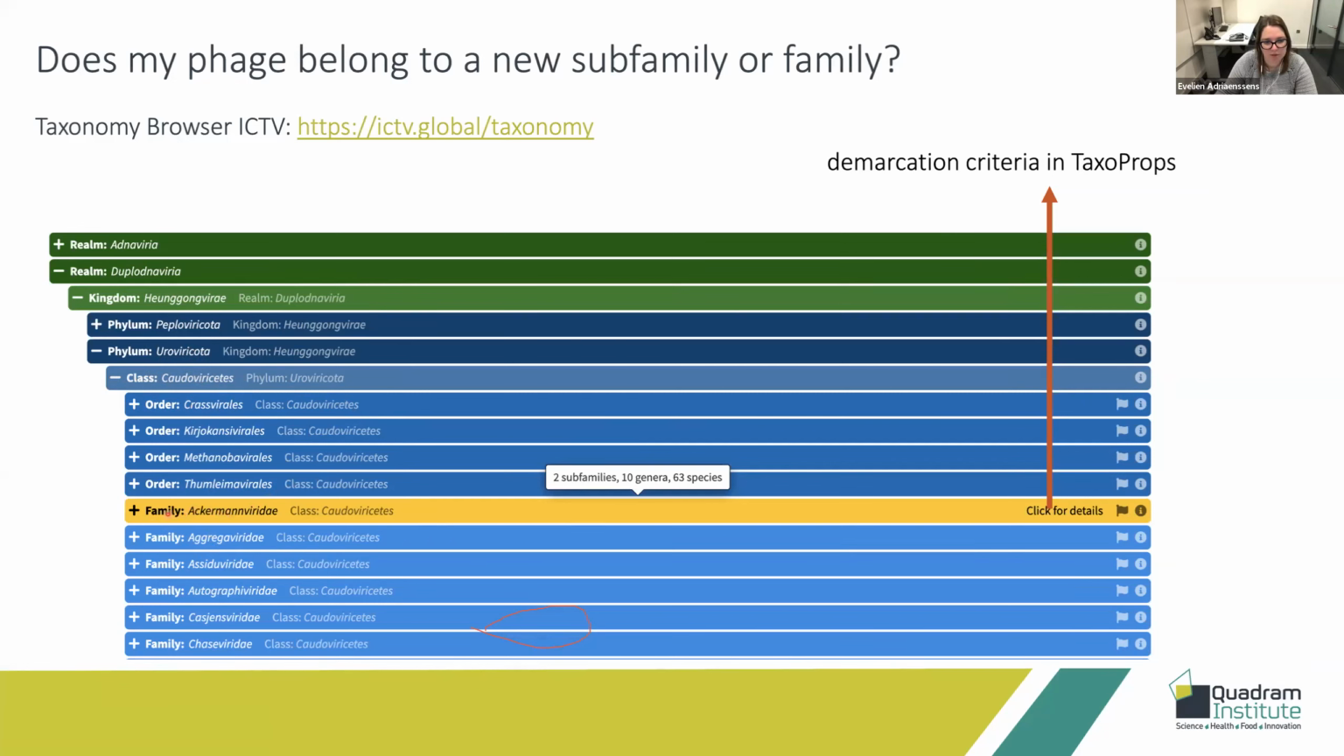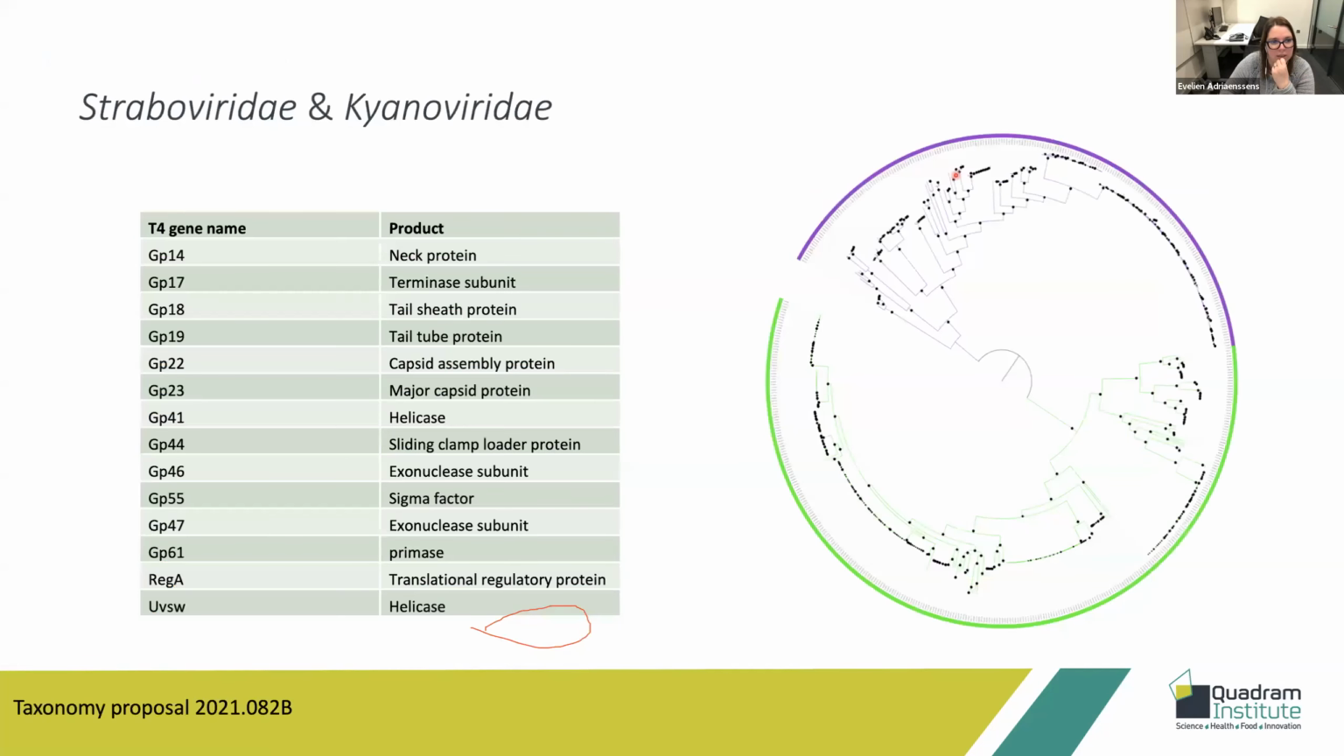So if I were interested in the family Ackermannviridae, if you hover over it, this is a screenshot from when I was hovering over this one with my mouse, you can see that it has 2 subfamilies, 10 genera, and 63 species. And if you then click for details, you can actually see the taxonomy proposals related to this, and you can download them and look at what the criteria were. So, for example, as I talked about Straboviridae and Cyanoviridae, you can have a look at it if you were so inclined.